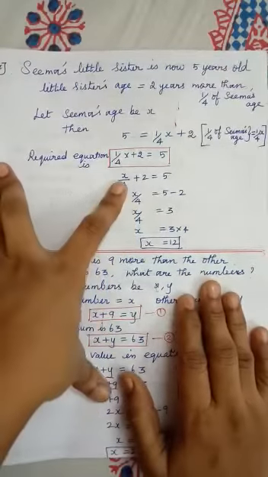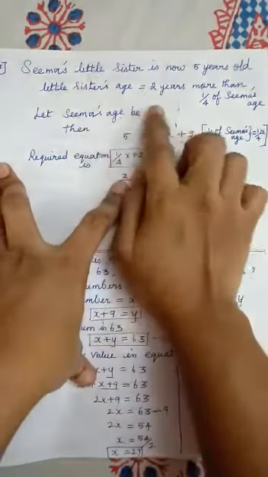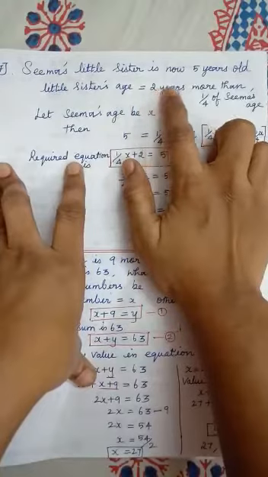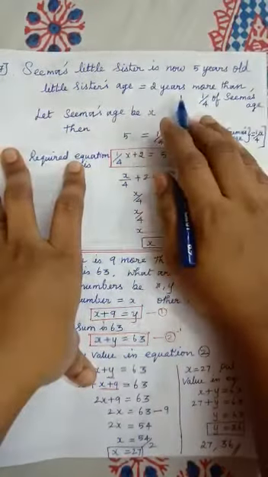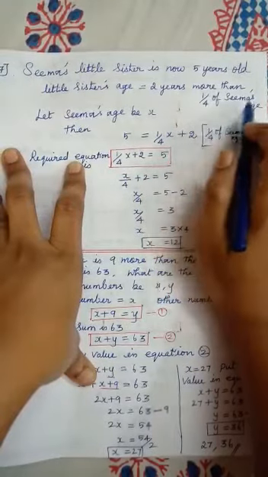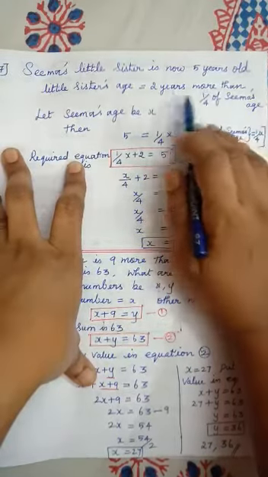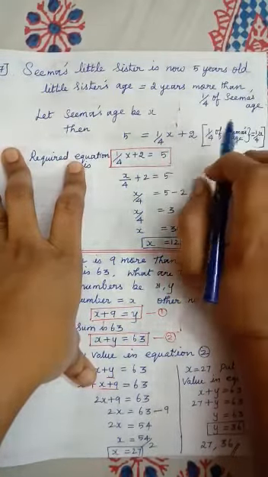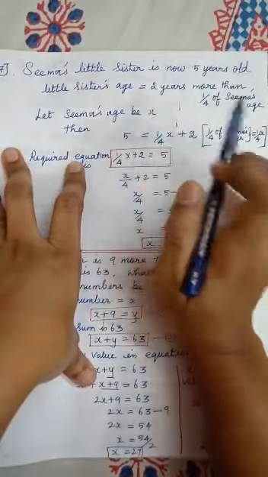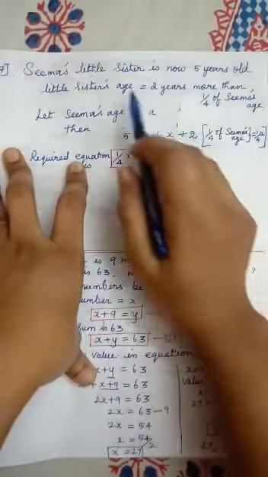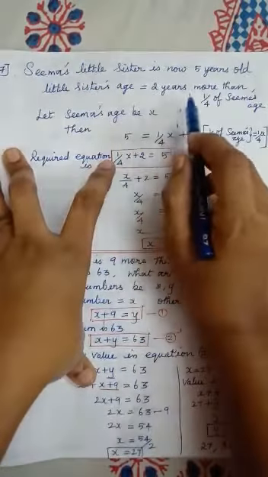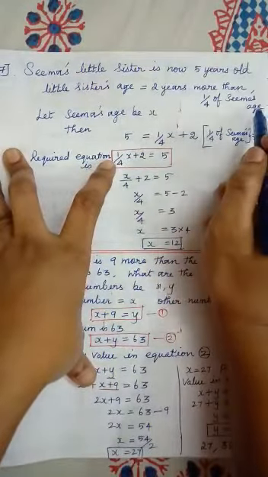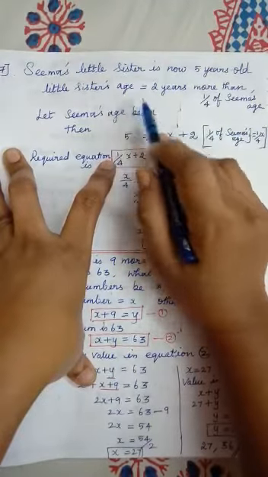Listen, students, next is the 7th sum. Seema's little sister is now 5 years old. The little sister's age is equal to 2 years more than 1 by 4 of Seema's age. So let Seema's age be x. Then Seema's little sister's age is equal to 2 years more than 1 by 4 of Seema's age. So the little sister's age is 5.